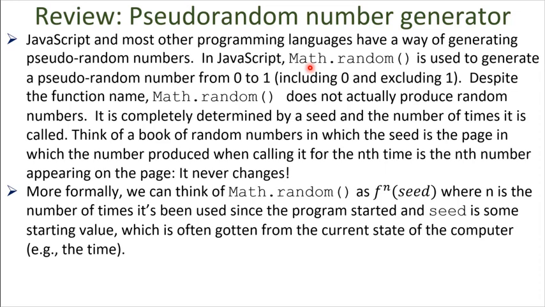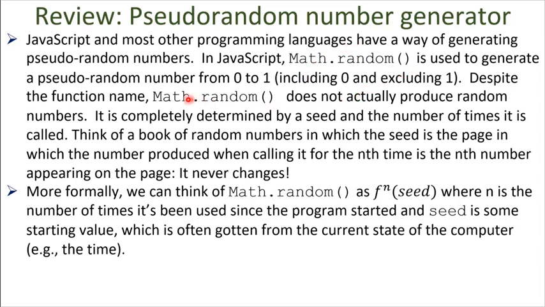Hi everyone. In this mini lecture, I want to talk about how you can use math.random to perform simulations. If you remember what I said about math.random, it's used to generate a pseudo-random number from 0 to 1. Technically it includes 0, but you'll basically never get it because it's too unlikely. And it excludes 1, so you'll never get a number that's exactly 1. So it gives you a number that's greater than or equal to 0 and less than 1.